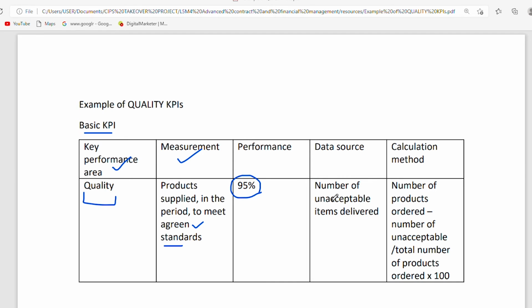So data source, how will we know that we are getting these? Well, we look at number of acceptable items delivered, and so now we have the items delivered. So what are we going to do with them? We'll be calculating number of products ordered, and then minus the number of acceptable, and then we divide that by the total products ordered, and then multiply that by 100 to see if we can get that, right? That is the first way to look at it.